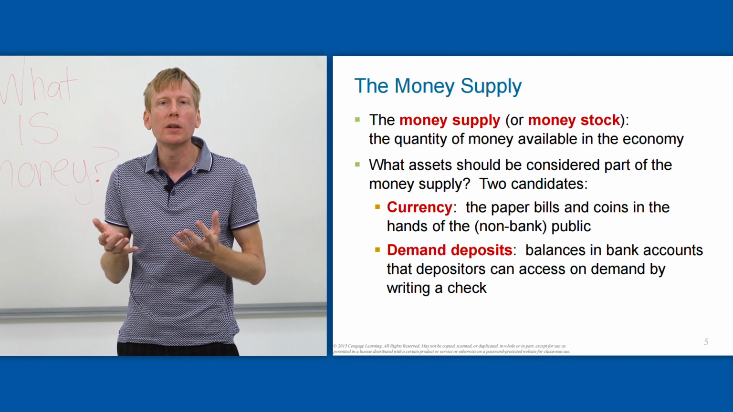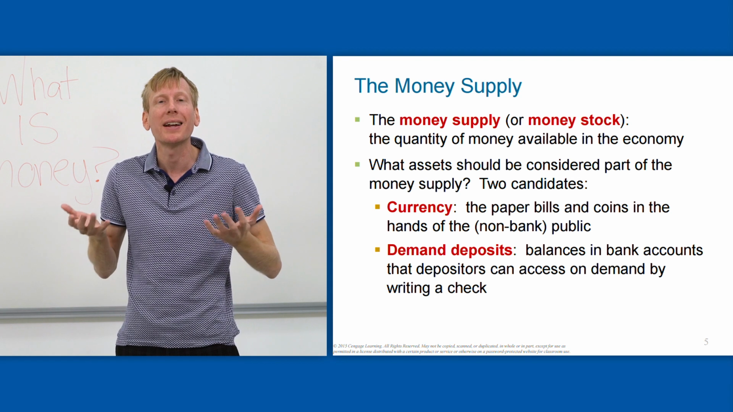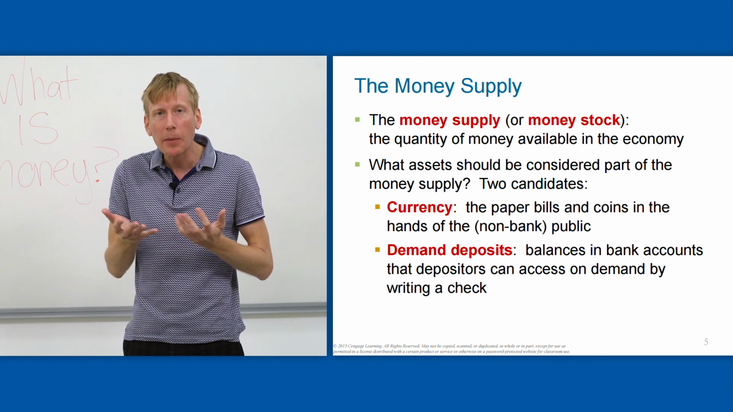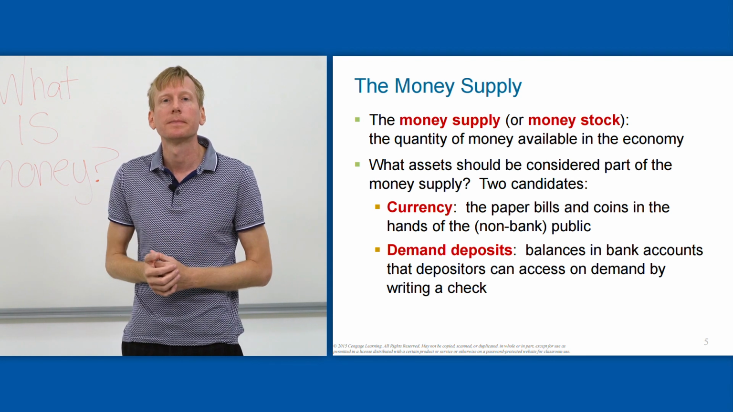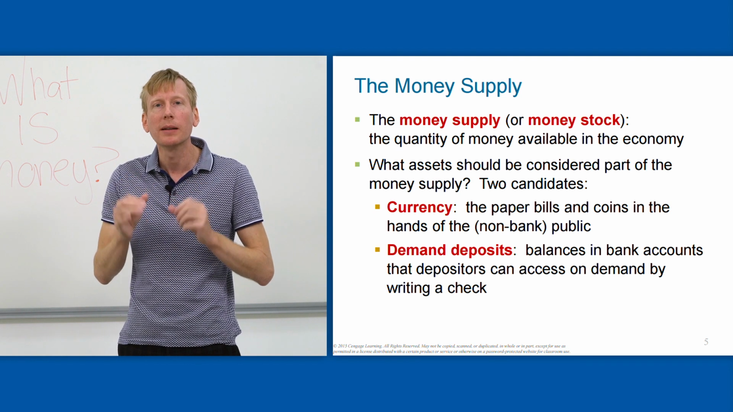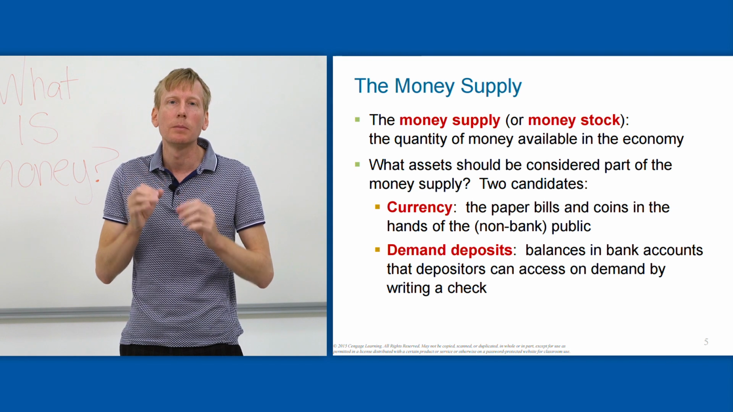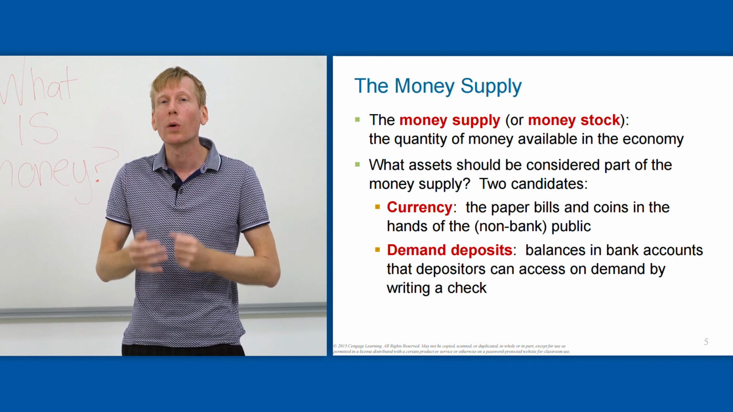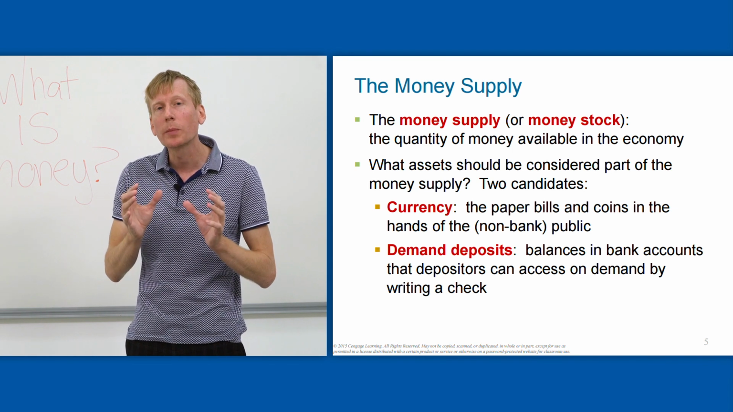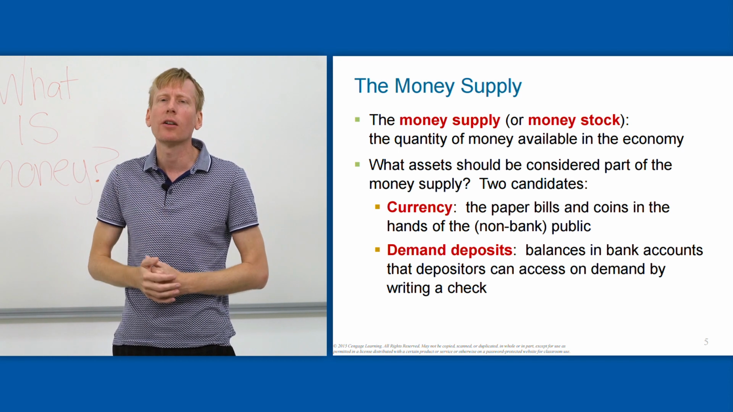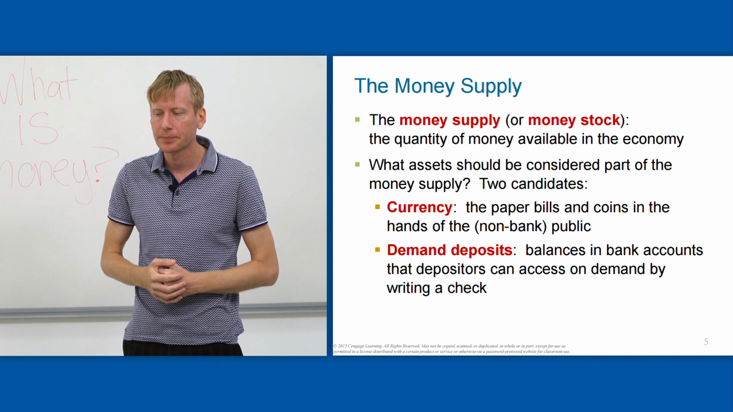So what should be included in our total measure of all of the money that's available in that economy? Obviously, currency, that is the physical paper bills, a paper $100 bill or $20 bill or $1 bill or a 1 penny coin. Those would all be currency. Those are obviously all part of the money supply.